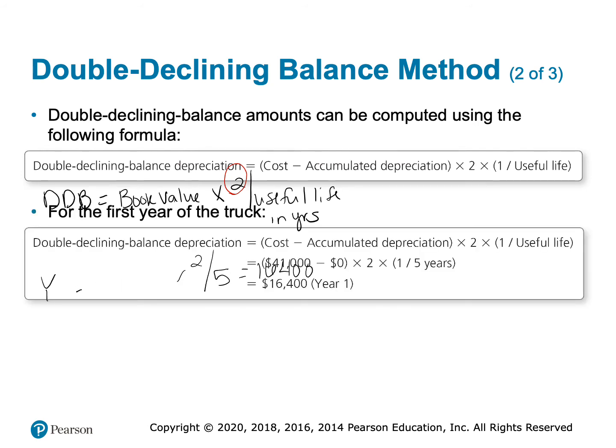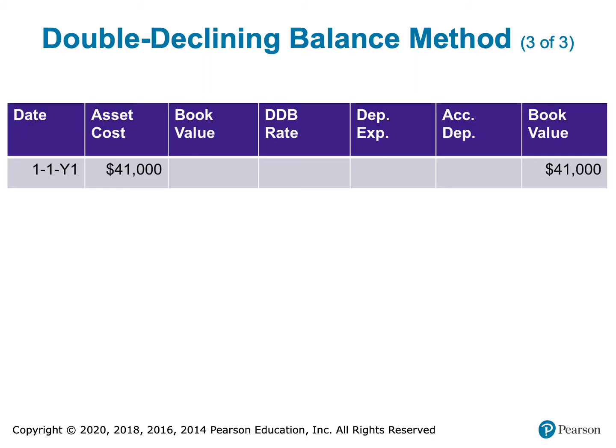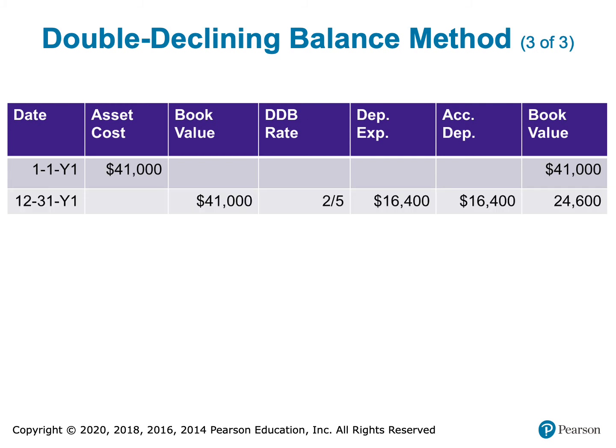So let me erase this so we can see. Okay. So if we go here to our chart, we're going to start off with our January 1, year 1, $41,000. On December 31st of year 1, I'm going to do a journal entry to debit depreciation expense for $16,400, credit accumulated depreciation for $16,400. So I'm going to draw my T accounts up here. Now notice that this is more than double the straight line rate. Remember, the straight line was $8,000 per year, so this is more than double.